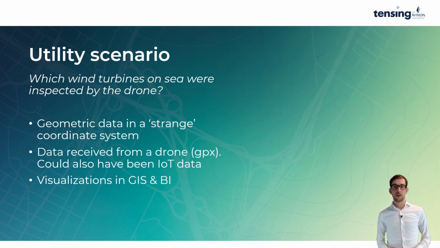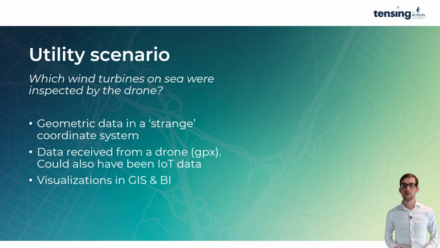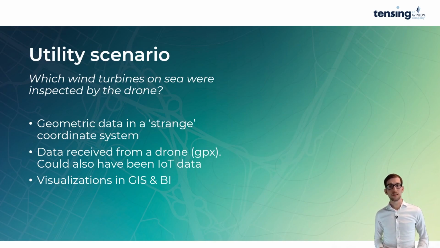So we thought of a scenario where we have wind turbines at sea, which were inspected by a drone. Those wind turbines are in a strange coordinate system, so to speak. We're talking about a coordinate system specific for the North Sea near the Netherlands. And we want to again visualize that, but this time not only in a BI system, but we also want to visualize it in a GIS system, in ArcGIS Online. Ivo will show you that you can upload some data from a drone with FME Server and sync that via Snowflake into ArcGIS Online.